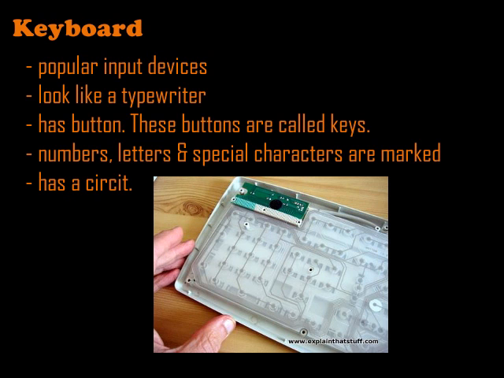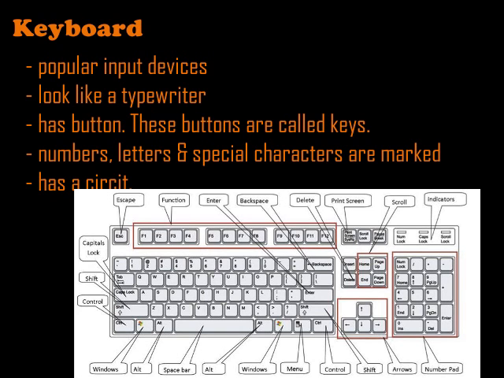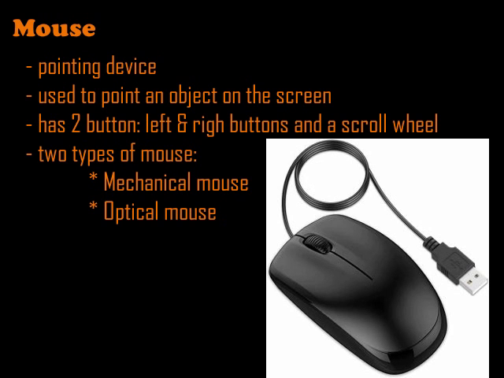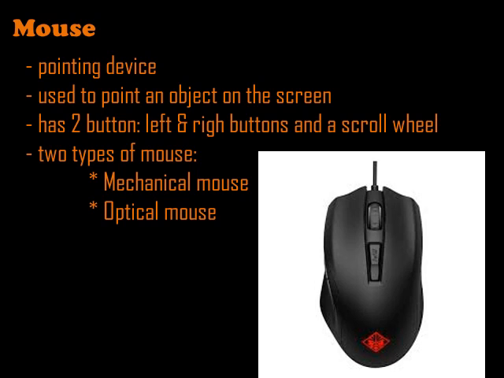Did you get this? Then next, this keyboard is known as QWERT keyboard. Why it is called like this? Because of these first 6 characters written in the top row of the keyboard. That's why it is called as QWERT keyboard. Did you understand? Next input device is mouse. It is a pointing device. This mouse is used to point the different objects on the screen. It has 2 buttons, left and right button, and a scroll wheel at the center.